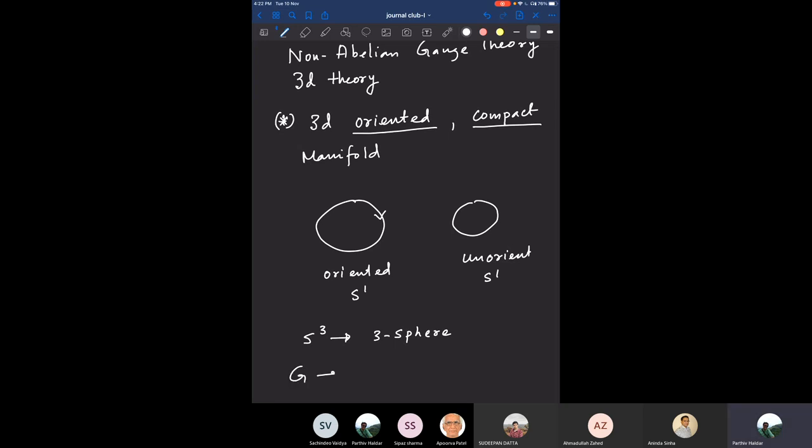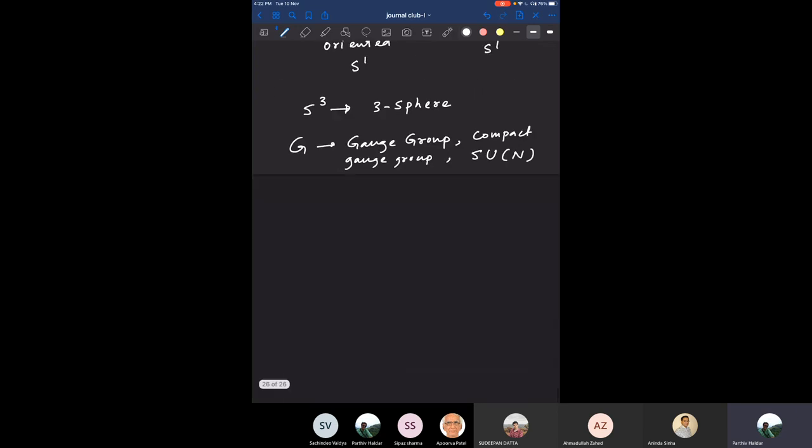Then of course, there's a gauge group. Whatever analysis will be done here is for a compact gauge group, and mostly SU(N). So whatever result will be stated is for SU(N). And of course, there's a gauge field. And what are these gauge fields?